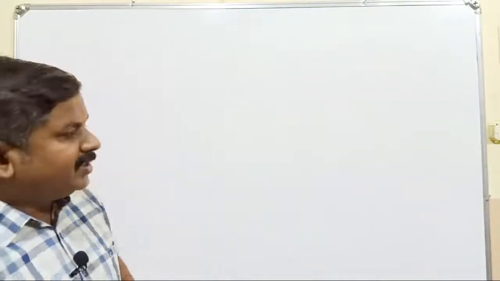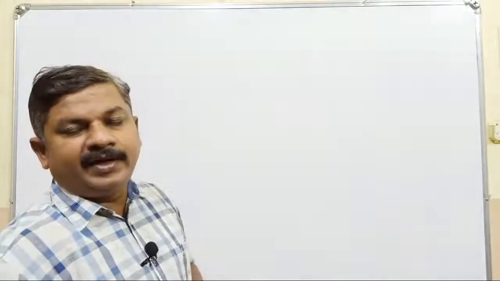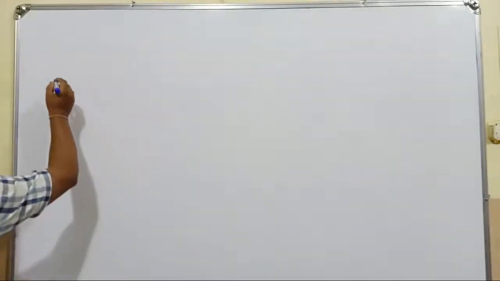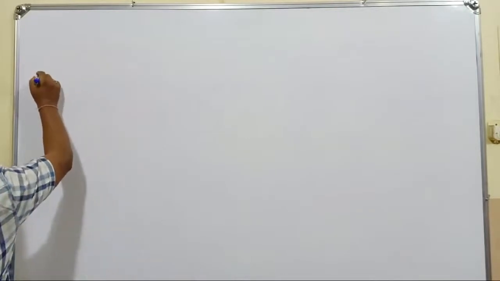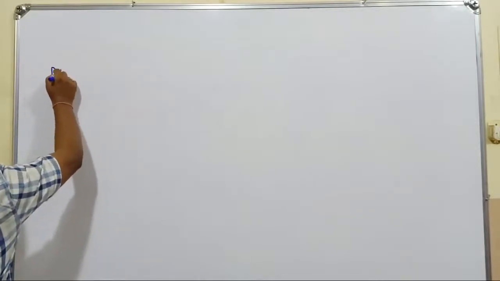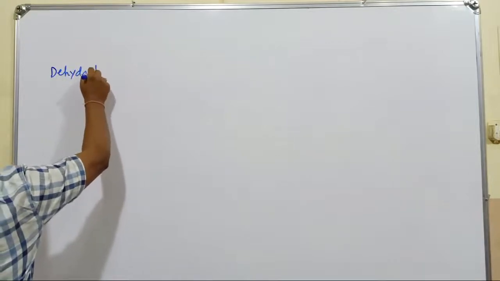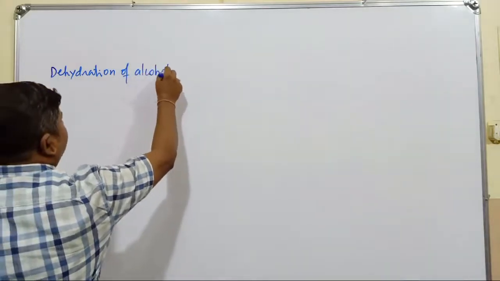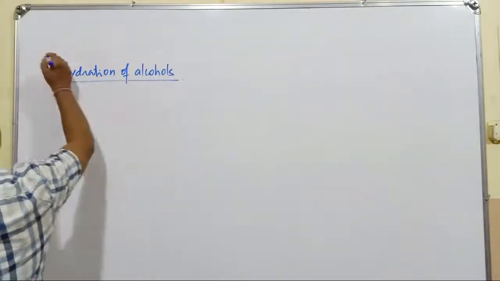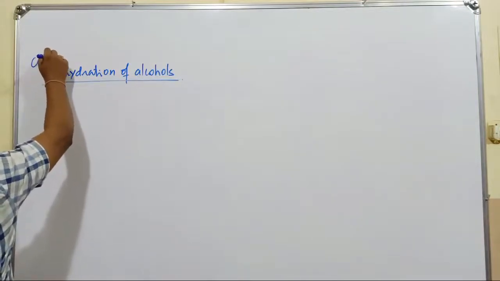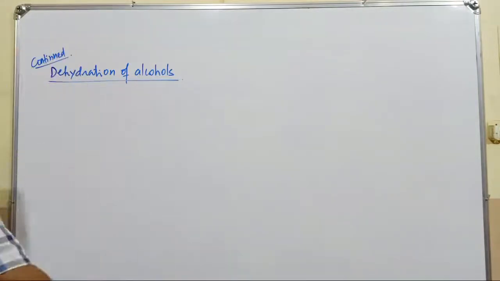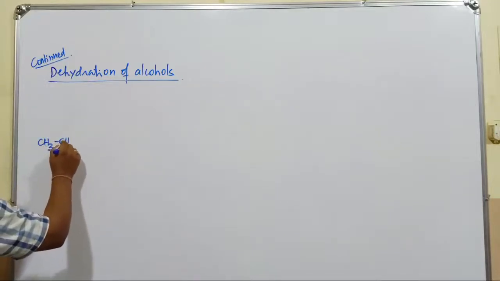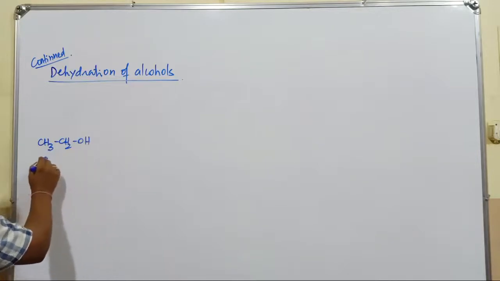Especially in some compounds like ethanol, the product of dehydration depends upon some of the conditions. What are those conditions applicable for dehydration of alcohols? This is the continued part of yesterday's lecture, where we discussed dehydration in detail. If you take one compound, CH3CH2OH, what's the name of this compound, students?